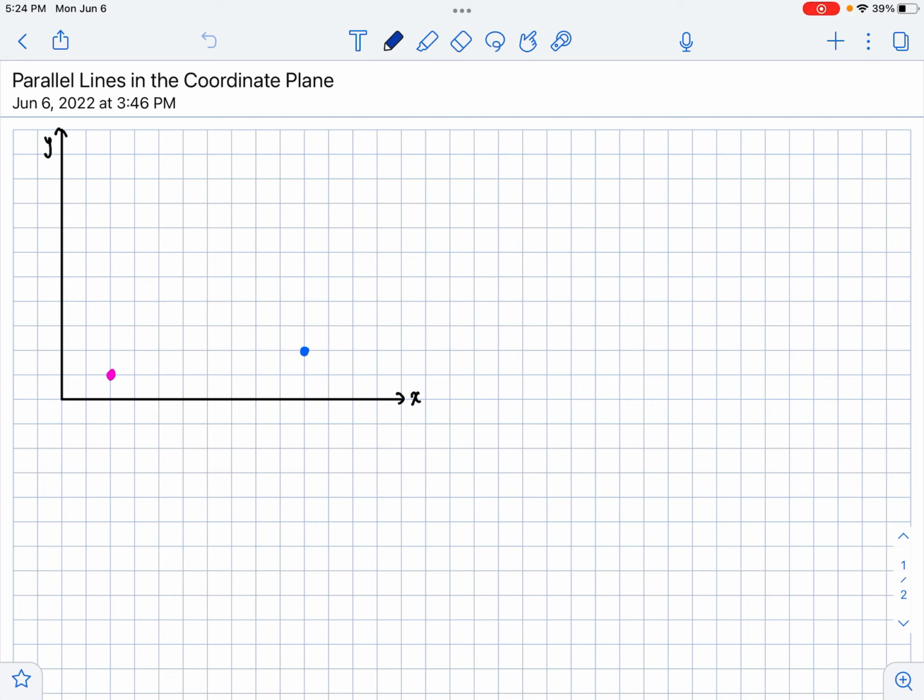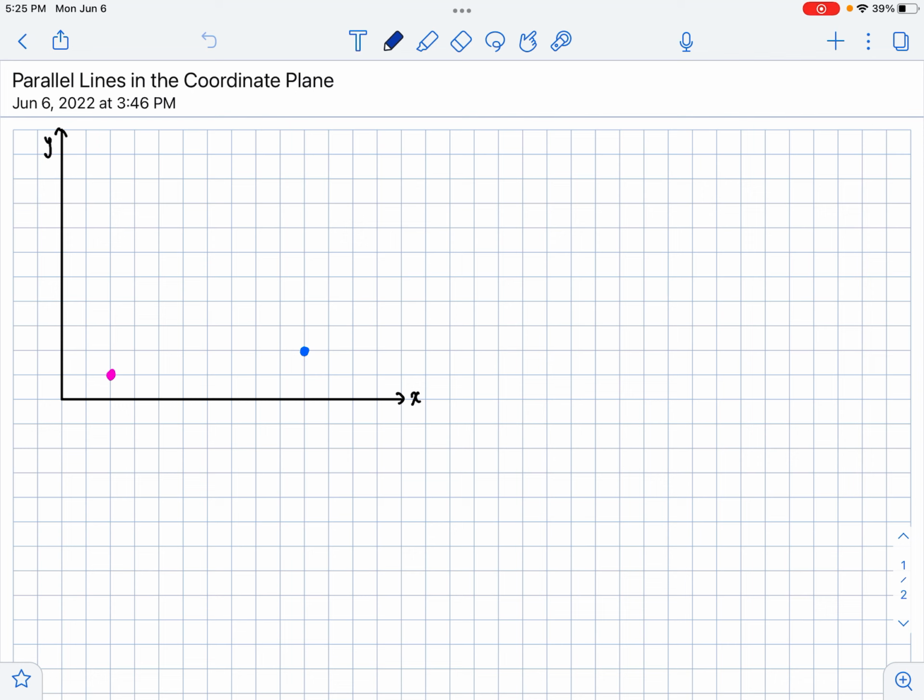Now we're going to get into a topic that's probably pretty familiar to most of you, in that you had it in Algebra 1. We're going to be talking about equations for lines, and we're going to focus on the slope and how that slope is related to parallel lines. So two lines having the same slope means they're parallel. And we're going to explore that now.